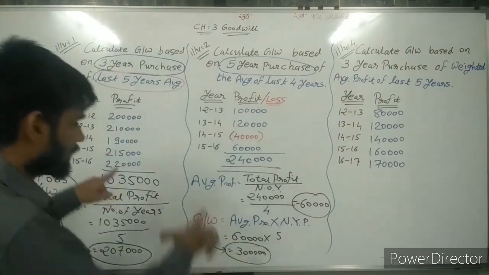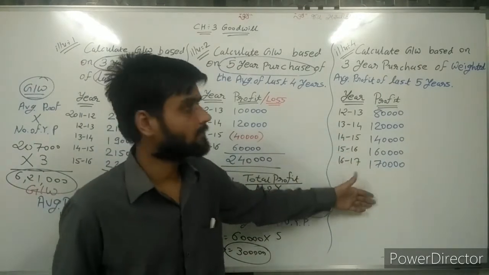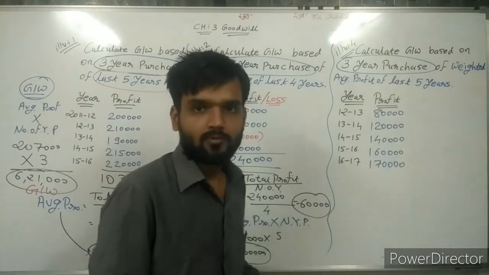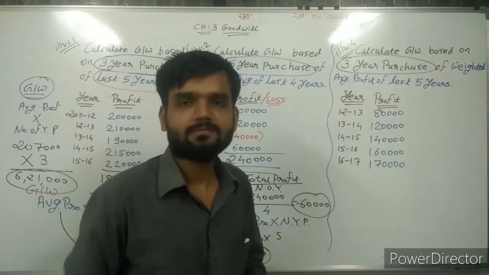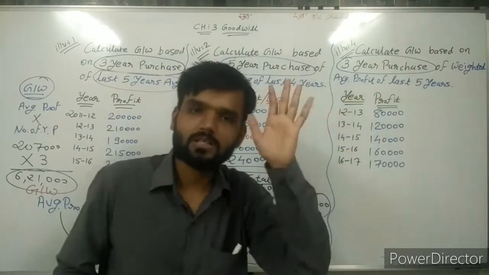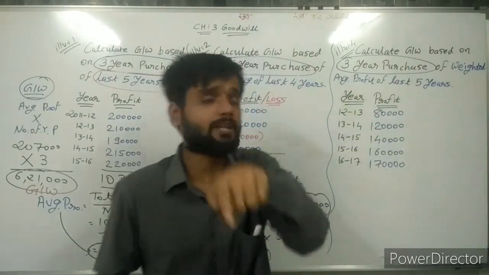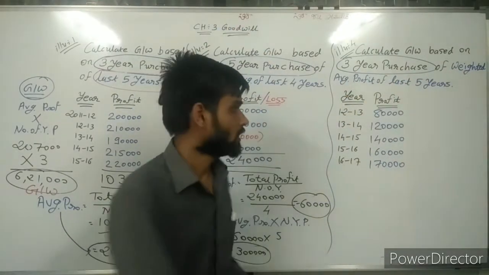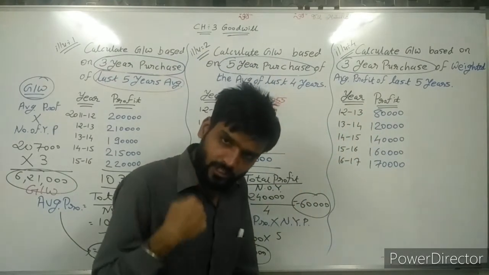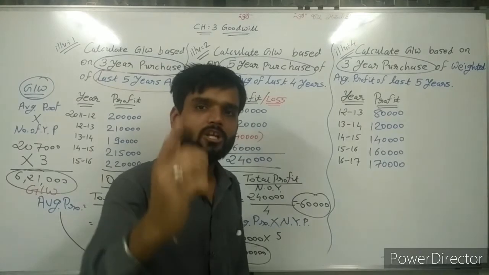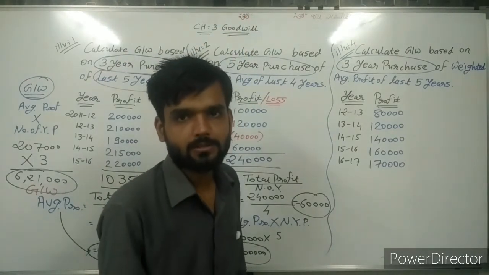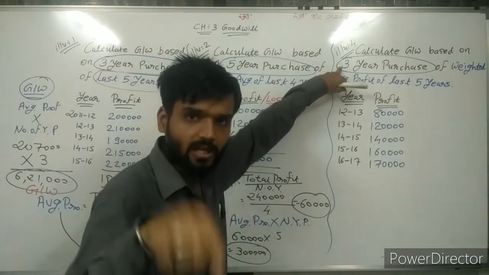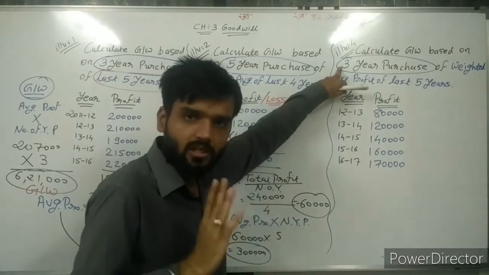Now, two sums of simple average. In the last sum, 3-year purchase is clearly given, so average profit is multiplied with 3. 3-year purchase means multiply with 3. But first we need to find average profit. Now which average? Clearly it is given weighted average profit of the last 5 years. So 5-year information is given, and we need to find the weighted average profit, and find goodwill on the basis of 3-year purchase.